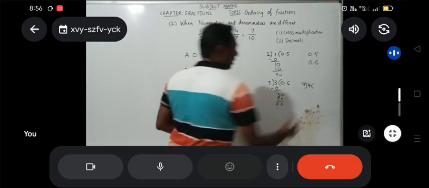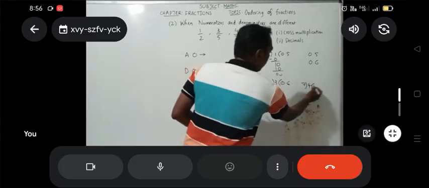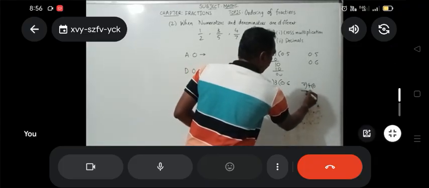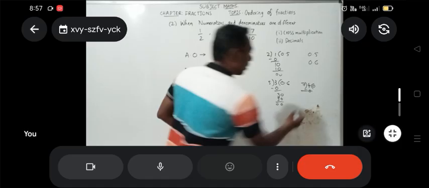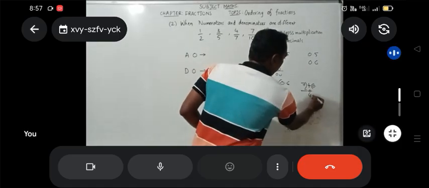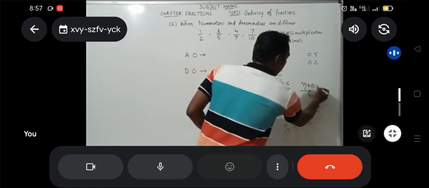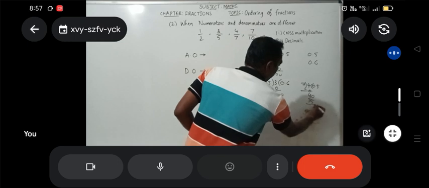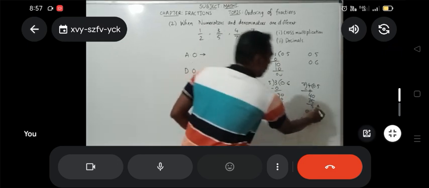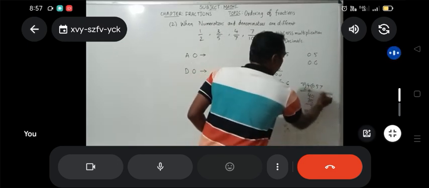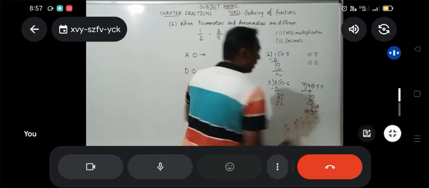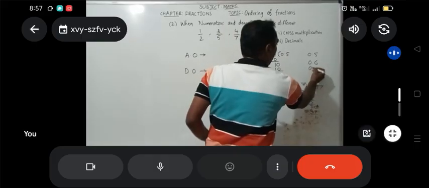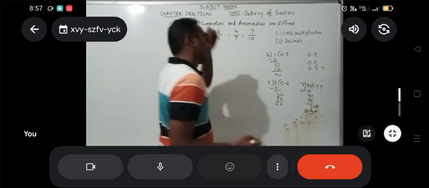4 should be divided by 7. 7 zeros are 0. 4 remainder, put a decimal point, 0. 7 5s are 35. 5 remainder, 0. 7 7s are 49. 1 remainder, leave it. You can write it 0.57.